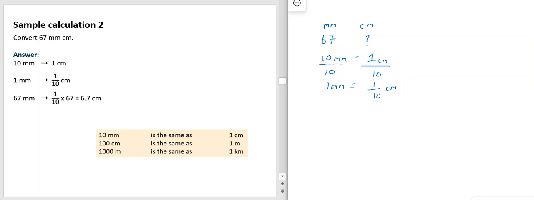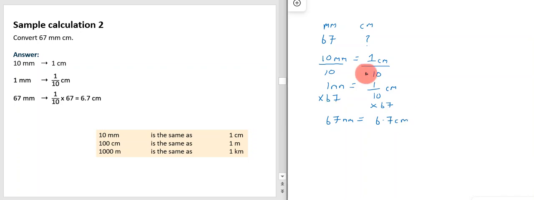Now if we know what 1 millimeter is, we can bring that up to 67. So how do I turn this to 67? I have to multiply both sides by 67. So multiply this by 67 and also multiply this by 67. Therefore, 67 millimeters is going to be equal to 1/10 multiplied by 67, which is equal to 6.7 centimeters.